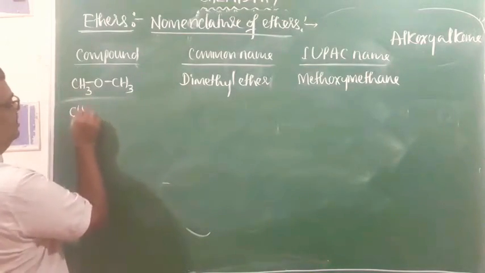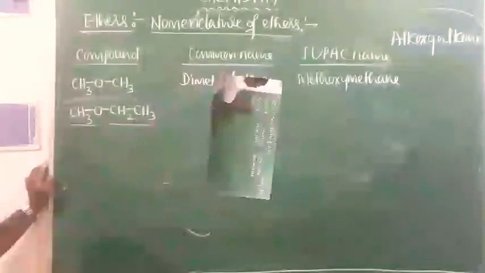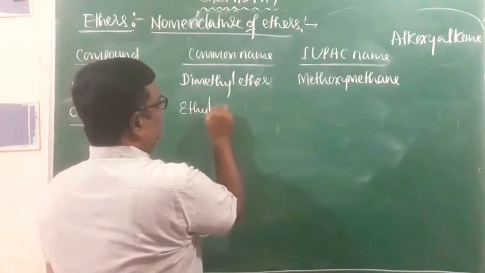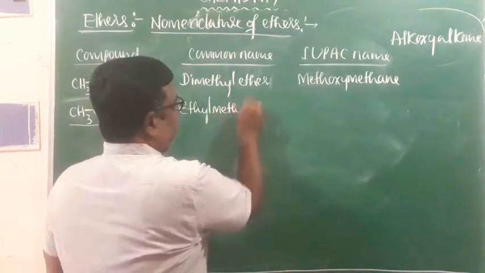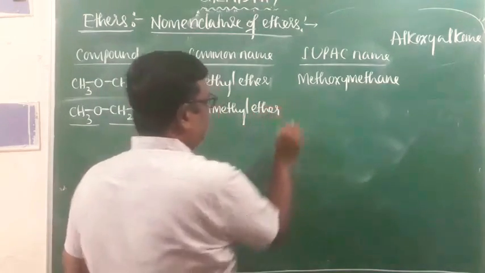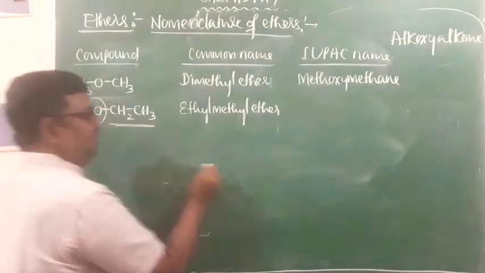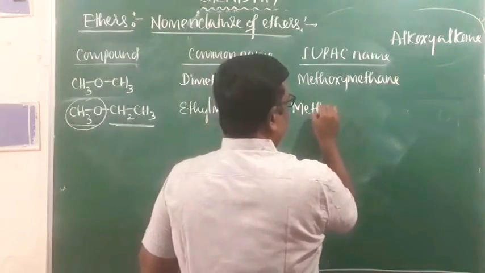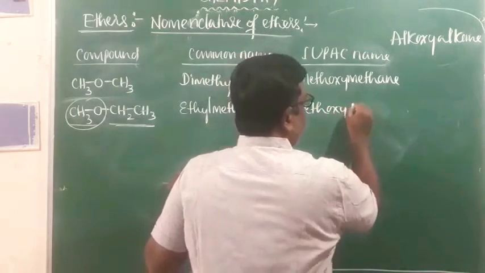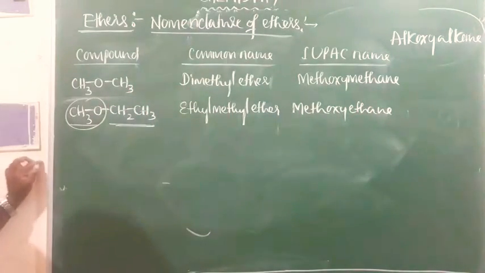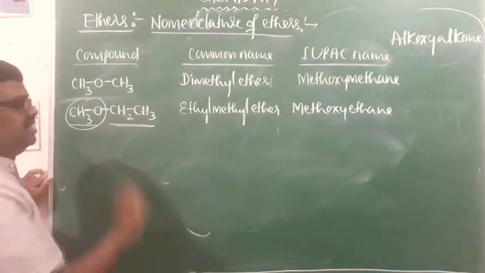Next is CH3OCH2CH3. In the common system it is methyl ethyl ether. In the IUPAC system, this is methoxy and this is ethane. This is methoxyethane. As I said, the bigger alkyl group is named as alkane, that is ethane. This is the bigger alkyl group, that is the parent chain.